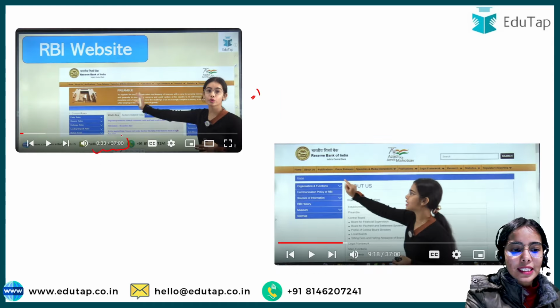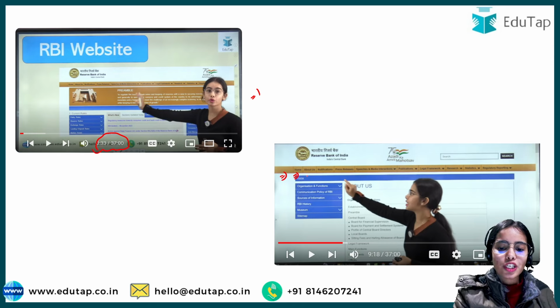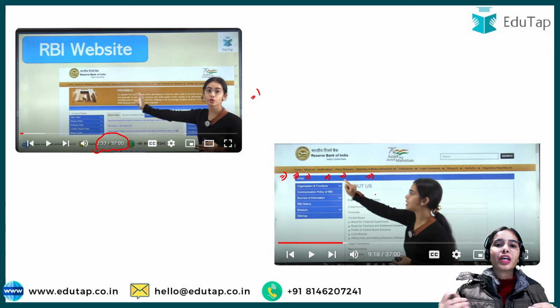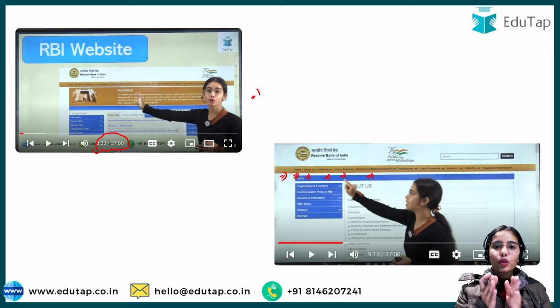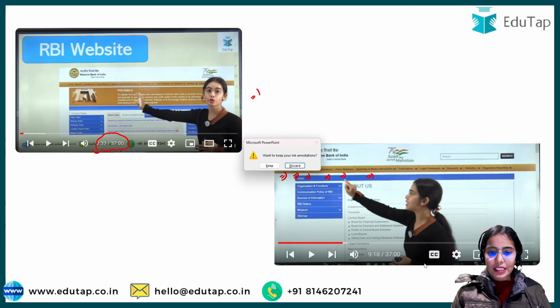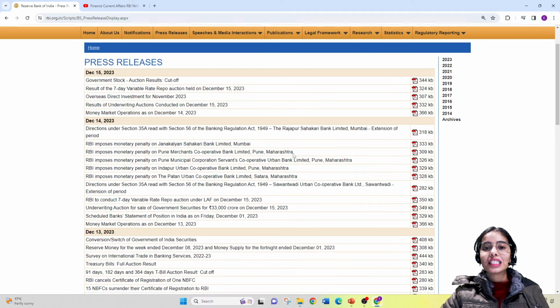It was a lengthy session because in that session we discussed all about the RBI website: the home section, the about us section, the notifications, press releases, speeches and media interactions, and how to cover the whole of the RBI website. We discussed how to cover each and every component and segment of the website. In today's session, we are going to discuss the press releases and the RBI notifications that are important and have been released in the recent month.